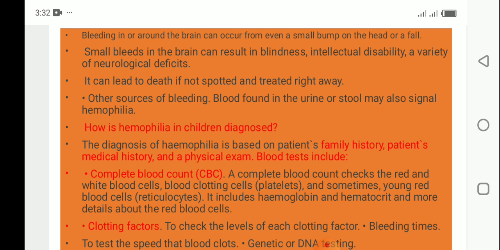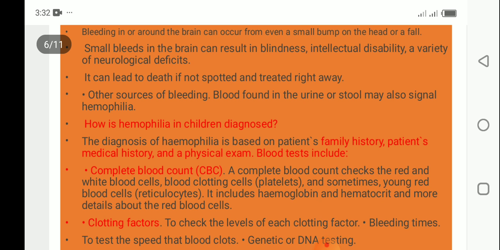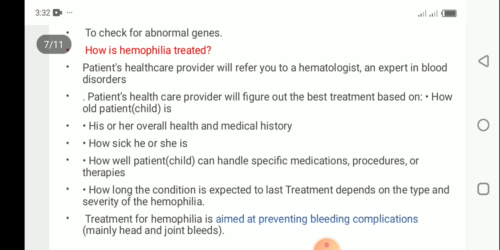To test the speed that blood clots, you have to do genetic or DNA testing also, to recognize the abnormal genes. And what is the treatment here?